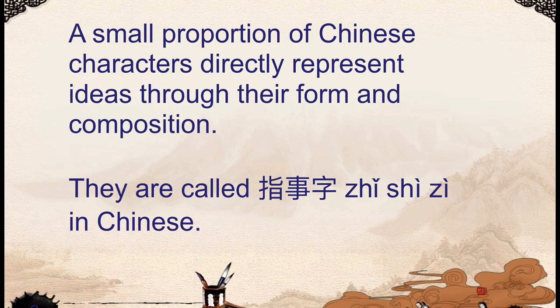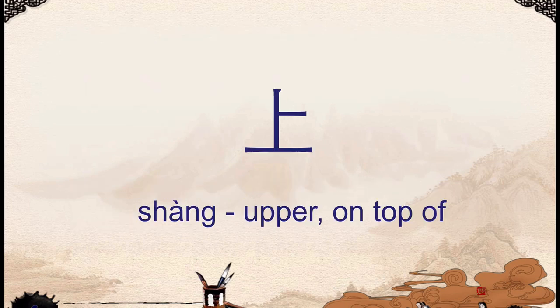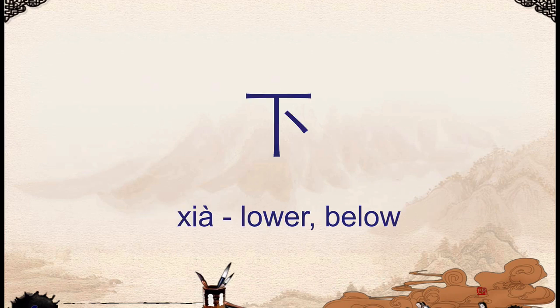And these characters in Chinese are called 指示字. Okay, so the first example I'm going to give you is 上. And this character, 上, means on top of or upper. And you can see it's a picture of a horizontal line with some lines above this, and this represents upper or on top of. And there's also another character which is the opposite of this, 下. So this character means below or lower, 上 and 下.